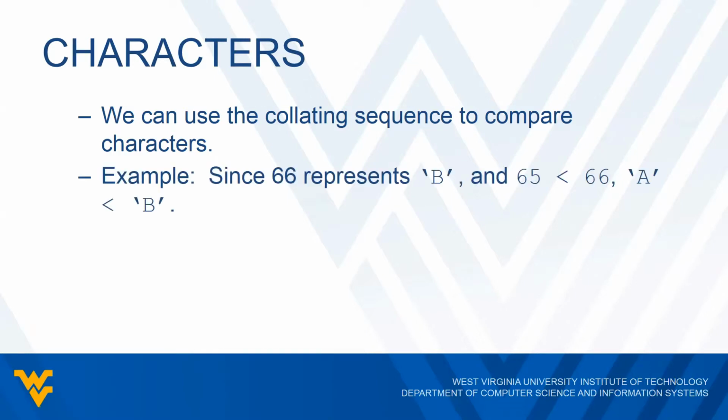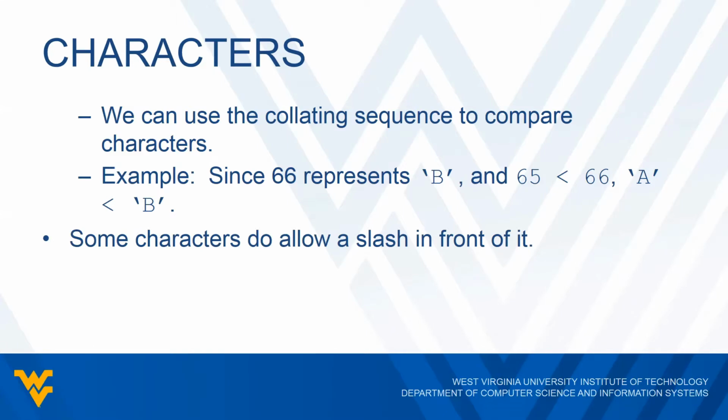So let me give you an example. Let's say we wanted to compare the letter A and the letter B. Well, the number 66 is the collating sequence for the letter B. So when I compare A and B, I'm actually comparing the collating sequences. So I'm comparing 65 and 66. And since 65 is less than 66, that means the letter A is less than the letter B.